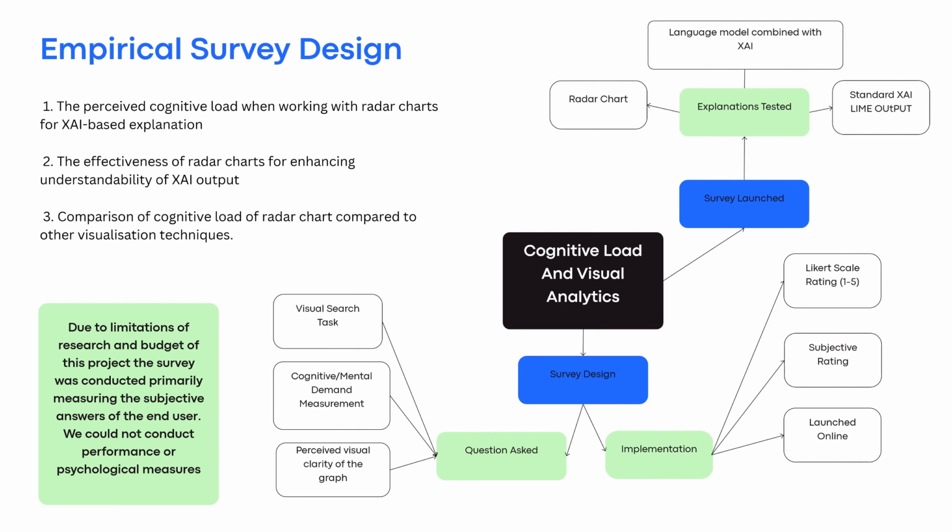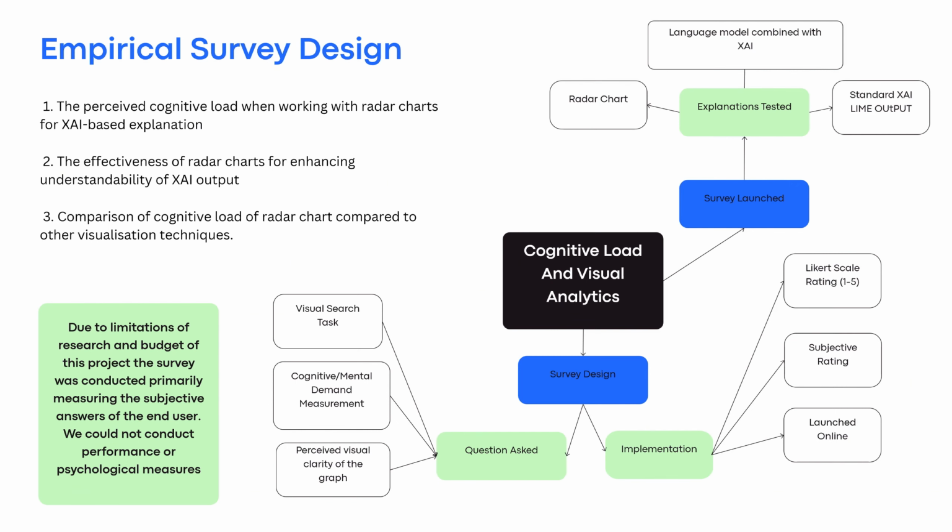So for example, I asked the end user, in this radar chart visualization, what is the feature value of, for example, income? They click the answer, and they also give a cognitive load rating. So how easy was it to pick this? How hard was it to pick this? And I also asked them things such as the perceived visual clarity of the graph. So on a rating of 1 to 5, would you use this graph, or how clear do you find this graph? So this is something that I asked the end user.